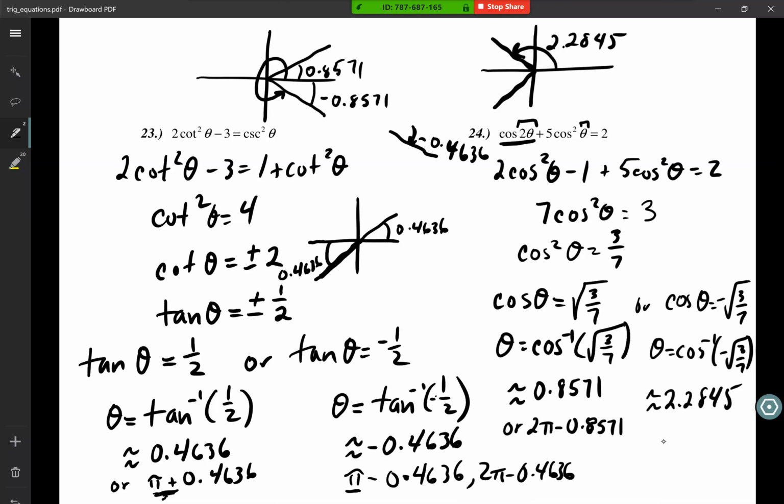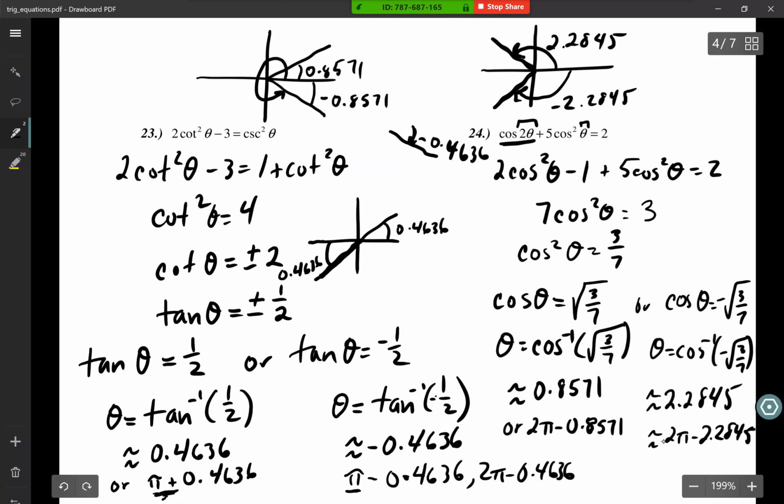Good news is that we can do it the same way we did the other one. We can still just do 2 pi minus the 2.2845. The reason I know that is because, just like what I did over here, if I went this angle and measured this way, that would be the negative. So if I go around the positive way, it has to be 2 pi minus that. That's how I knew I just need to do 2 pi. So the good news is when you're doing the inverse cosine ones here, once you find one of the angles, the other one is you subtract it from 2 pi to find the other one.